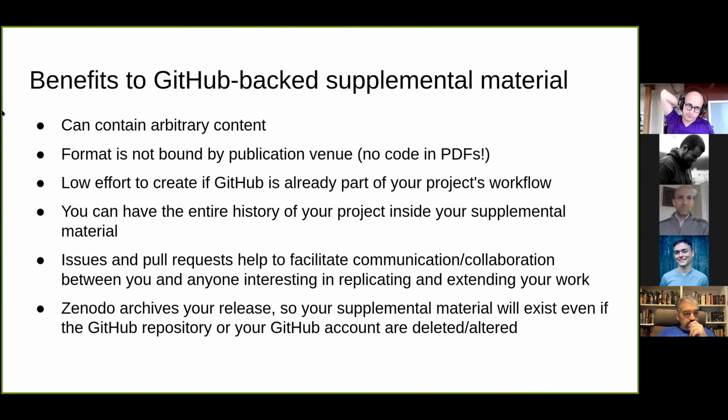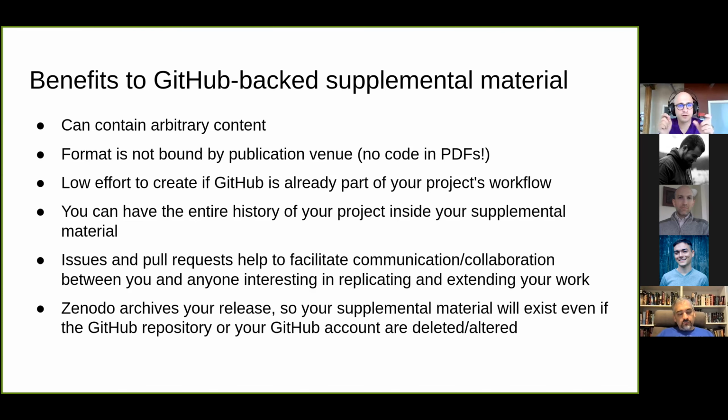Okay, so a couple of benefits to GitHub backed supplemental material. Basically, you can contain arbitrary content. A really big one for me is that the format of that content is not bound by the publication venue. So if the publication venue will only take PNGs and PDFs for your supplemental material, you can get around that by citing a GitHub repository that has whatever you want inside of it. If GitHub is already part of your project's workflow, it's incredibly low effort to make it citable. It takes 5 or 10 minutes once you've done it once. Because you're using Git, you also have the entire history of your project inside your supplemental material, which is really nice.